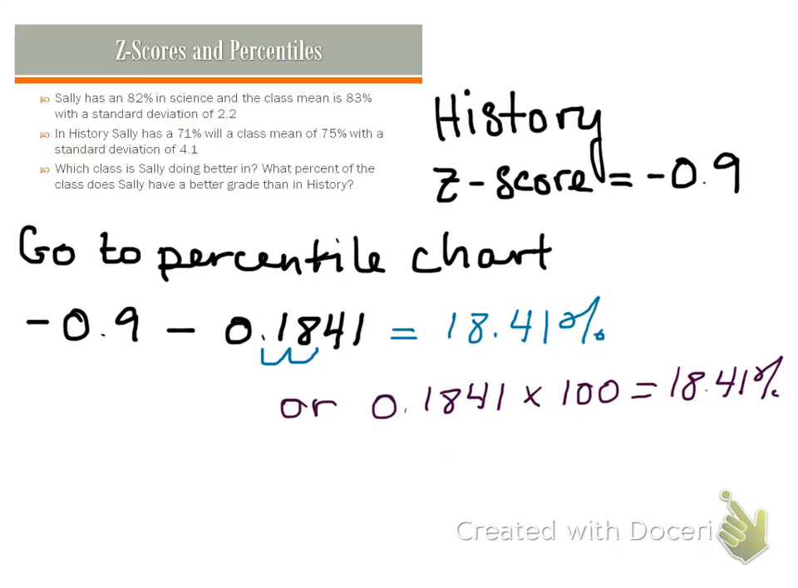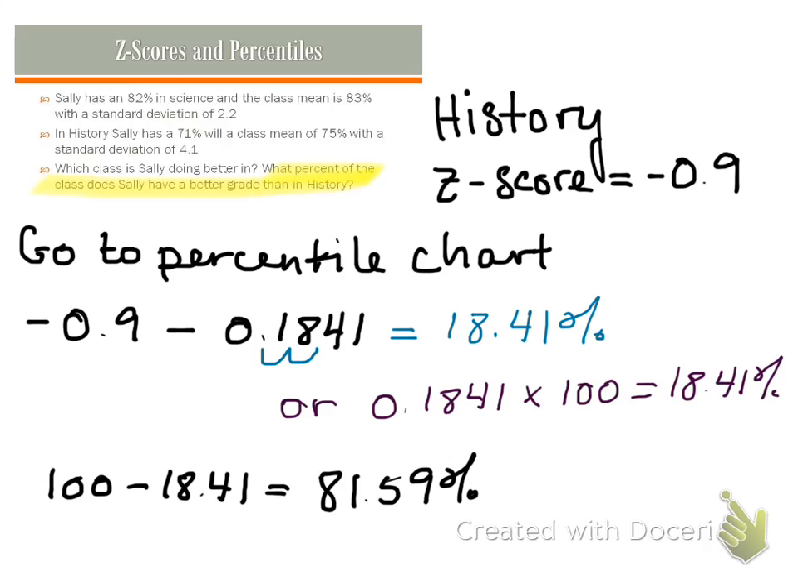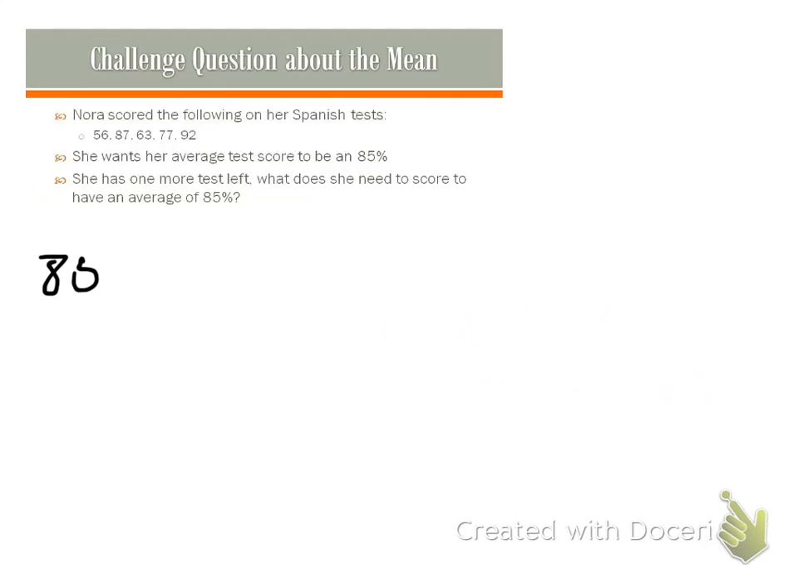Now we're not done, because the question does not ask who has scored lower than her. It says who has a better grade, so who has scored higher than her. To do that, you need to do 100 minus our percent, so 100 minus 18.41 to get 81.59%. That's the amount of the class that has scored higher than Sally in history.